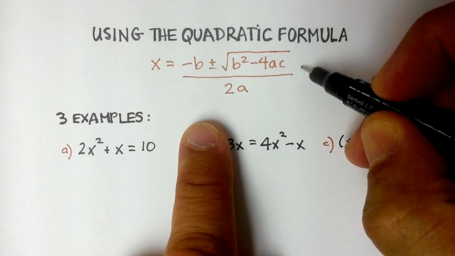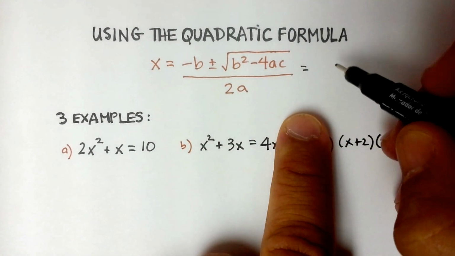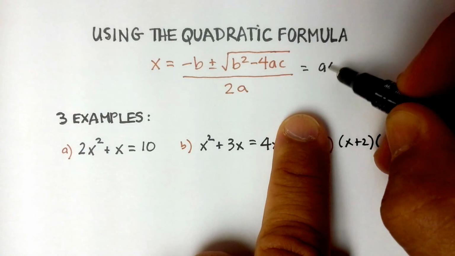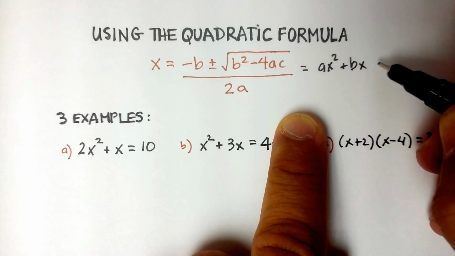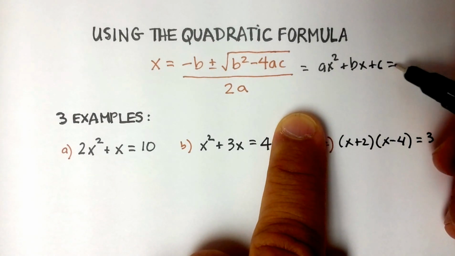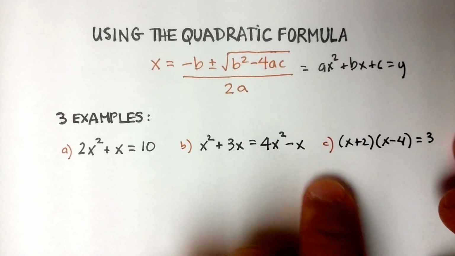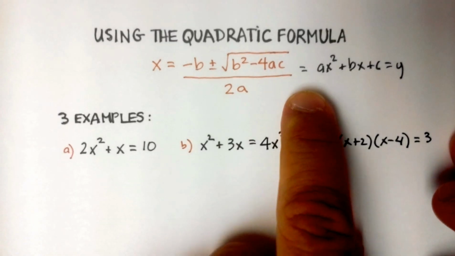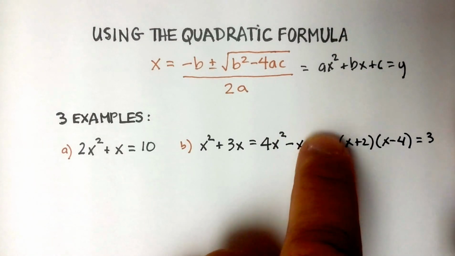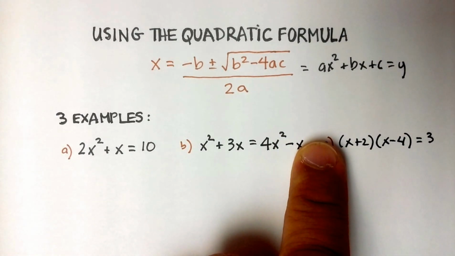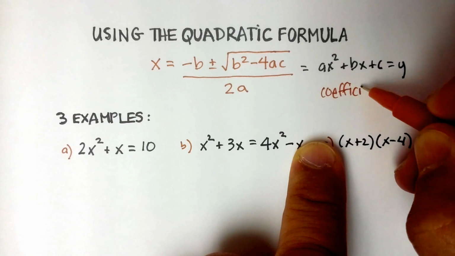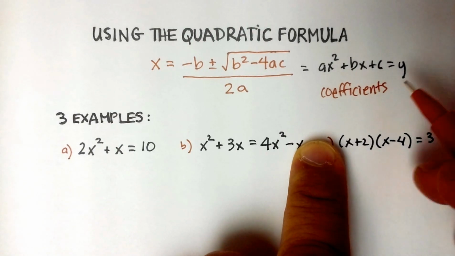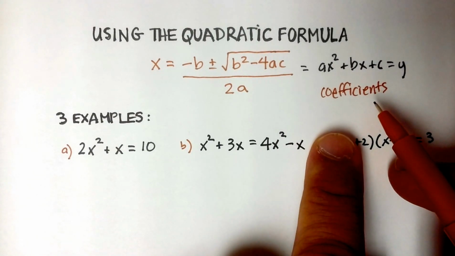Now, the standard form of the quadratic equation looks like this: ax squared plus bx plus c is equal to y. And you can see that the a, the b, and the c are what they call coefficients. Let me write that down for you real quickly. Coefficients. And each of these coefficients has a specific name.